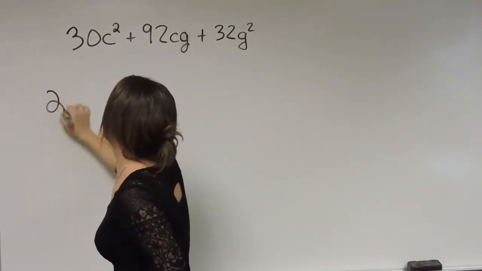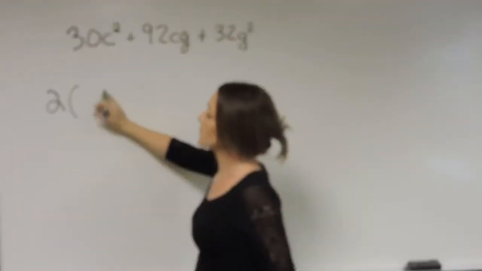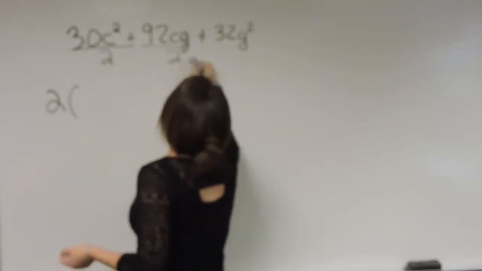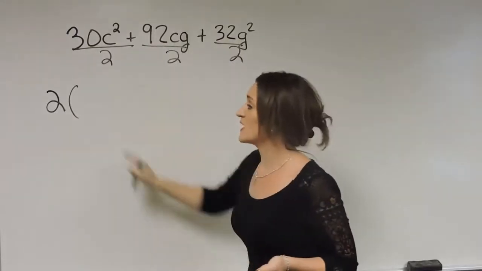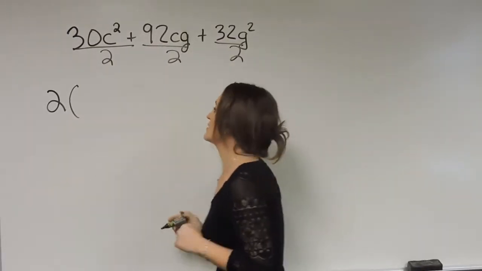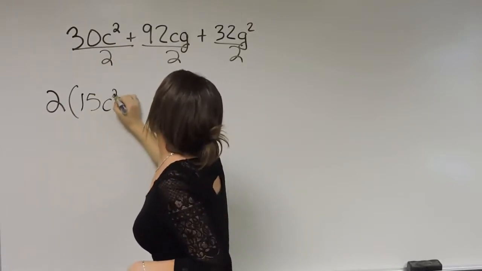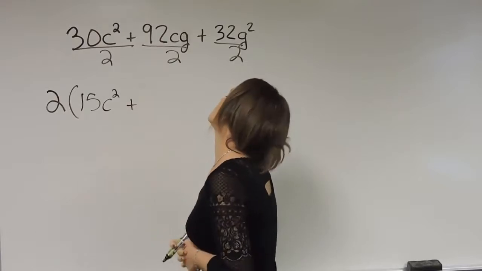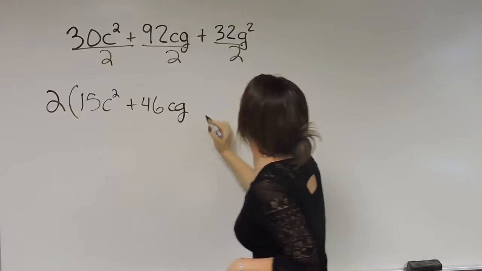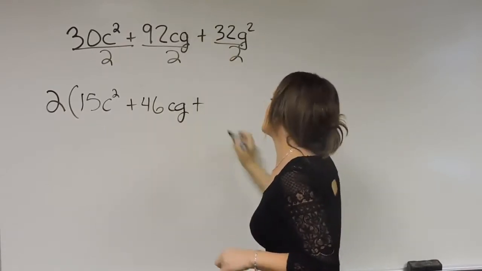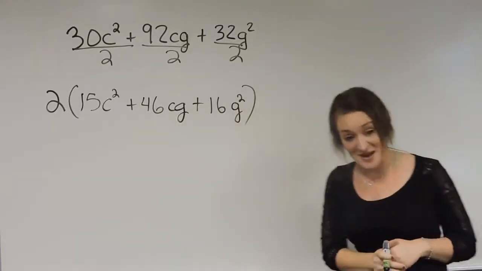So what we're going to do is pull out the 2, factor it out to the front. And to see what we're left with here, remember that's the same thing as dividing it out. If we're going to factor out the 2, we need to divide it out of everything to see what we're going to be left with. So let's divide. 30 divided by 2 is 15. Drop down c squared. Plus 92 divided by 2, let's see, that's a 46. Drop down cg. Plus 32 divided by 2 is a 16 there, and drop down g squared.